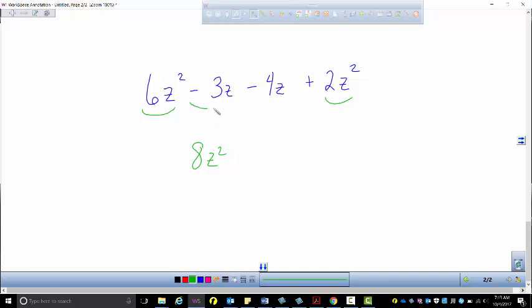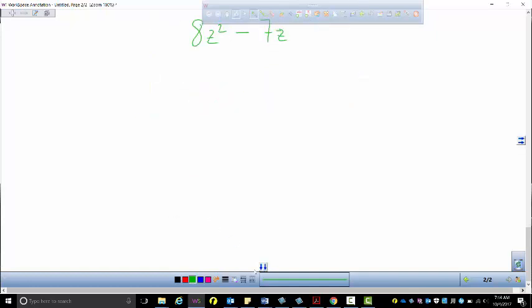Now inside I have a minus 3z and a minus 4z. Well, they're both minuses, so I can add. So 3 plus 4 is 7z, and I have to keep it negative. Let's try another one.